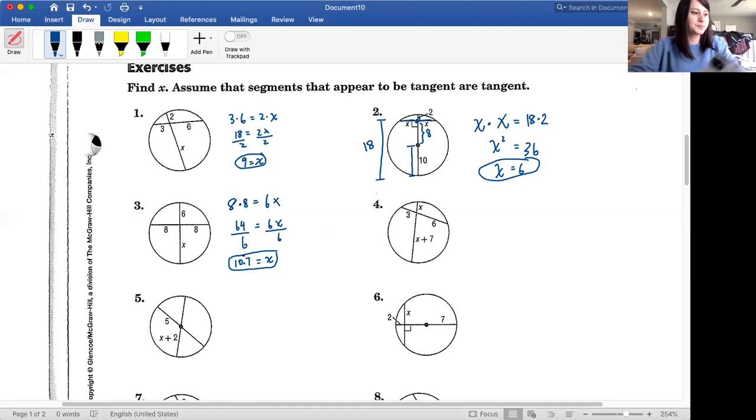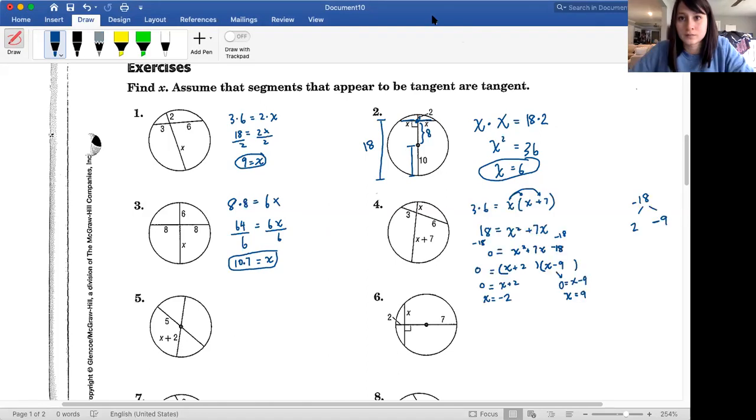Okay, number 4. So same idea, just put in the... okay, looking at our next problem.